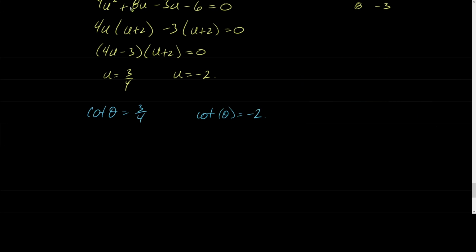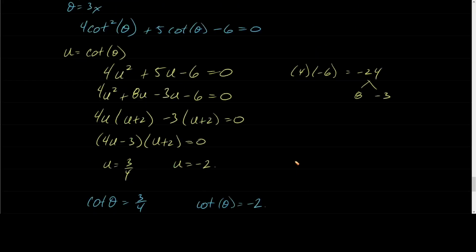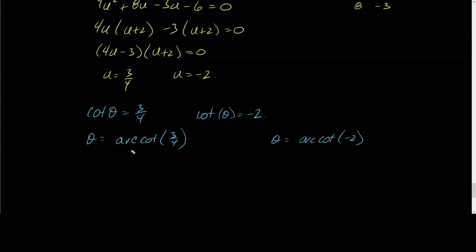What we can do here is simply say that if I take the inverse of cotangent on both sides, I end up with theta being equal to cotangent inverse, or perhaps I'll write it as arc cotangent of 3/4. And then over here, theta would be arc cotangent of negative 2. But the question was not just in the unit circle, right? We need to add the period. And the period for cotan, because we were working with cotan, is just simply pi n.